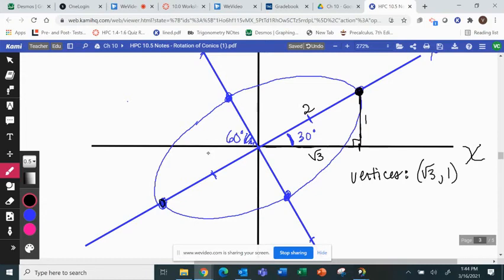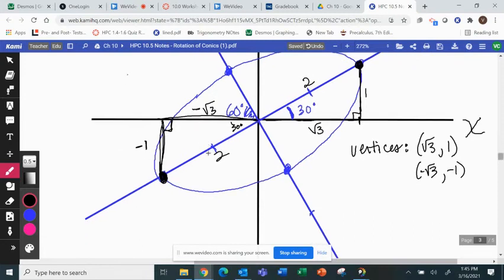And then my other major vertex over here, this is another 30 degree. This is also 2. So this one would be -1, and this would be negative square root 3. So negative square root 3, -1. So those would be the vertices in the regular XY plane.